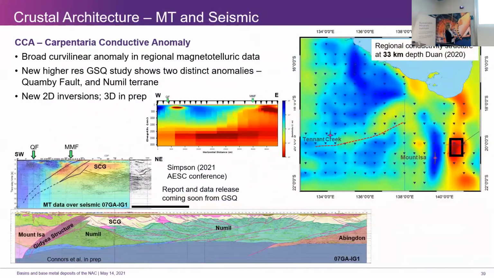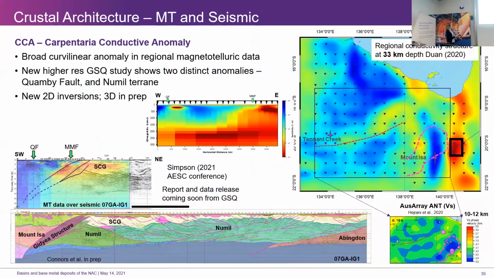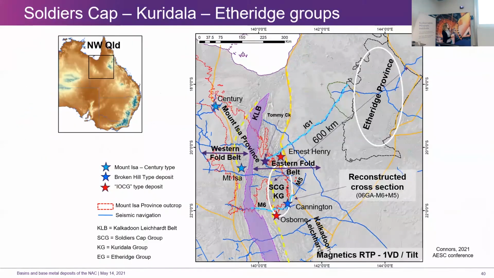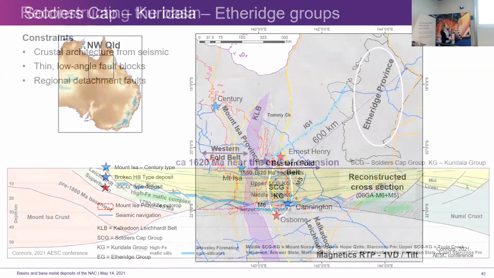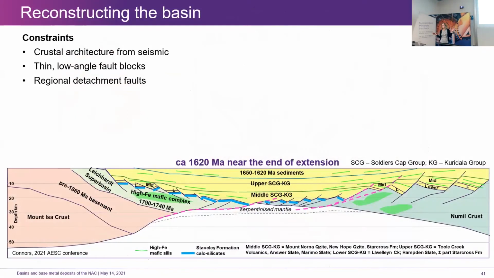Now, I think I might skip through this one because I know we had a delay, but time's getting on, and I do want to show you this last example. We've been mainly looking at Century and Mount Isa. We're coming over to look at Cannington. These blue lines are the seismic, and I've reconstructed the M6, M5 seismic line. The other line I'll show, to give you some of the evidence, is the IG1 line here in the north.